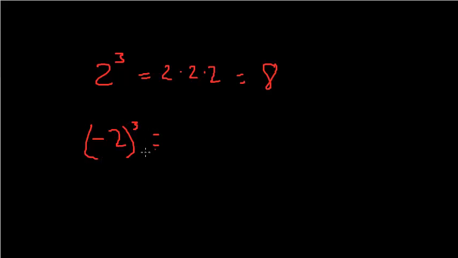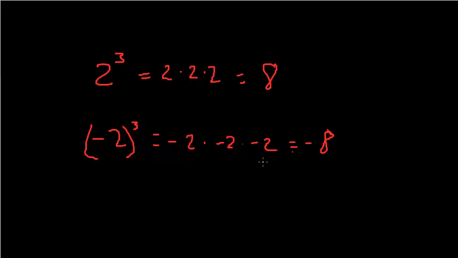Again, we've seen exponents before. If I have 2 to the third, that just means 2 times itself 3 times, and we get 8. If we have a negative number, say negative 2, raised to the third power, this is negative 2 times itself 3 times.